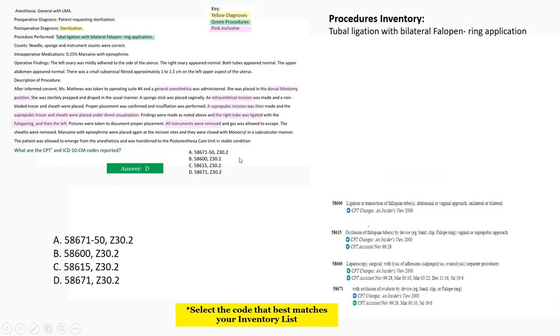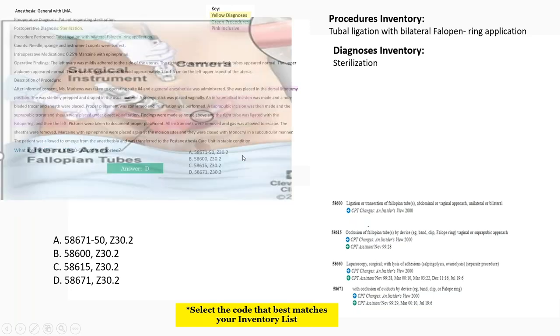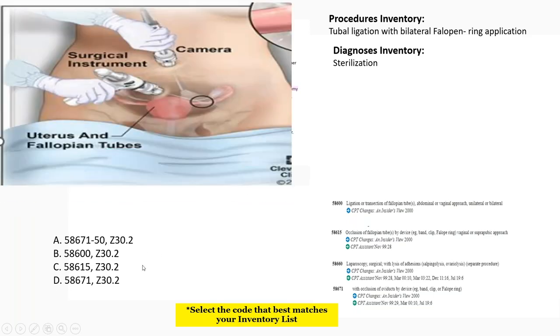The procedure performed, tubal ligation with bilateral fallopian ring insertion. Diagnosis, we are having a sterilization procedure performed. As I said, two incisions were actually made. One was an infraumbilical incision, one was a suprapubic incision. This is where the suprapubic incision was made, and this is where the infraumbilical incision was made. So two incisions were made.